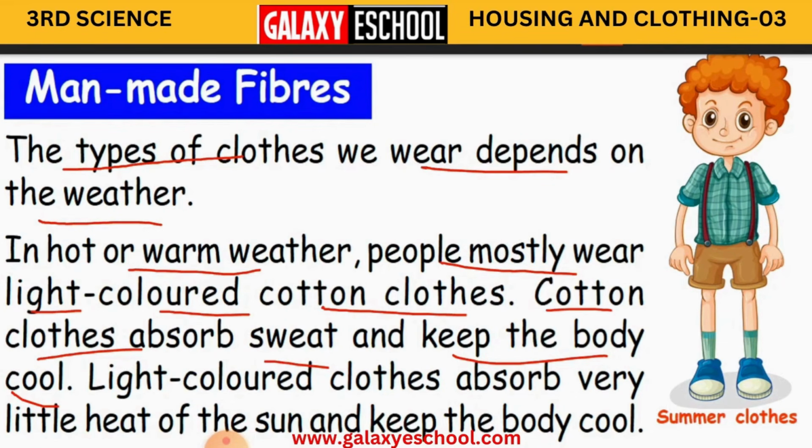Or if you wash your hands, to wipe them we use cotton napkins. Especially cotton will absorb the water. Sweat here is nothing but water, which is coming out from our body. So when you wear cotton clothes, this sweat is absorbed by the cotton cloth and it keeps our body cool.